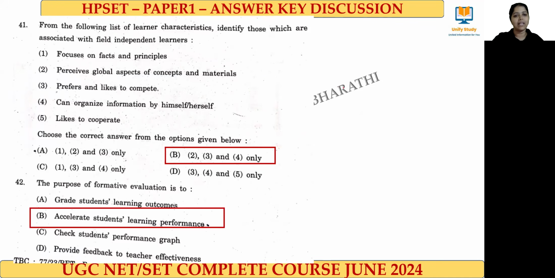And next question from teaching aptitude. Here, the right answer for the question is field independent learners. And the field independent learners will not rely on facts and principles, right? And they'll perceive the global aspects of concepts and materials. They will like to compete with each other and they'll organize the information by themselves. Option 2 is the right answer. And formative evaluation is to accelerate the students' learning performance. So option B is the right answer.